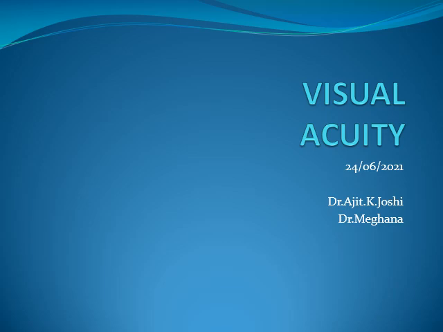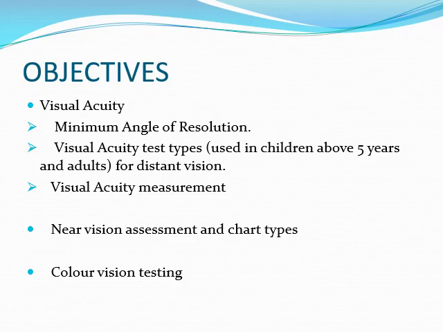Good morning everyone. Today's topic of clinic is visual acuity. Objectives of this clinic are: in the visual acuity, the minimum angle of resolution, the visual acuity test type used in children above 5 years and adults for distant vision assessment, visual acuity measurement, technique, near vision assessment and chart type, and color vision testing.